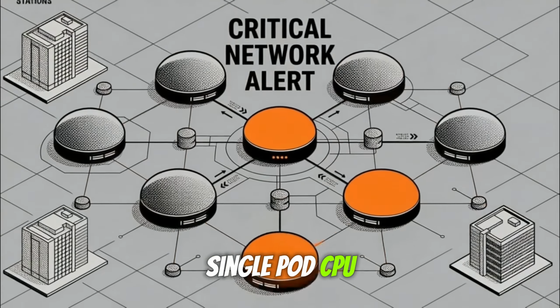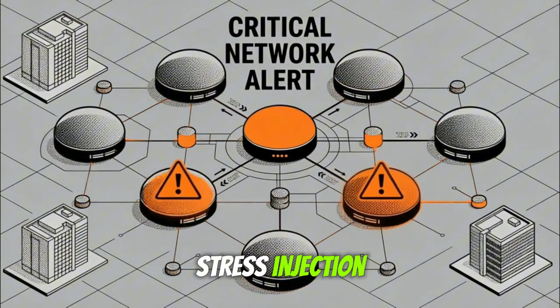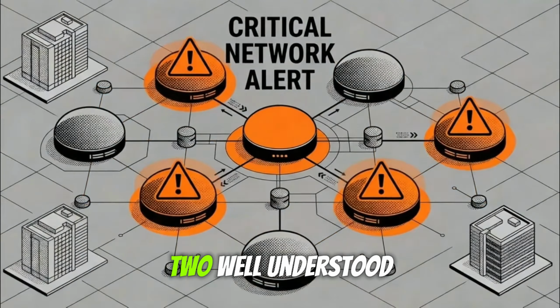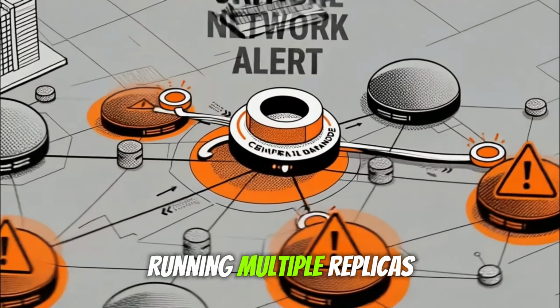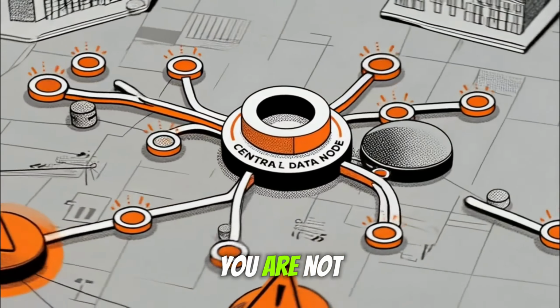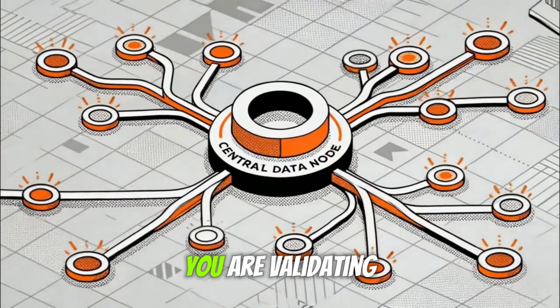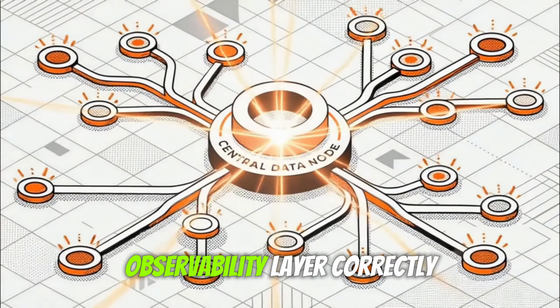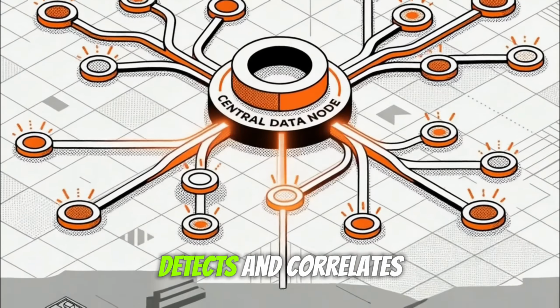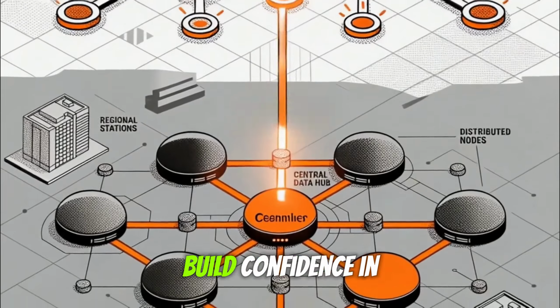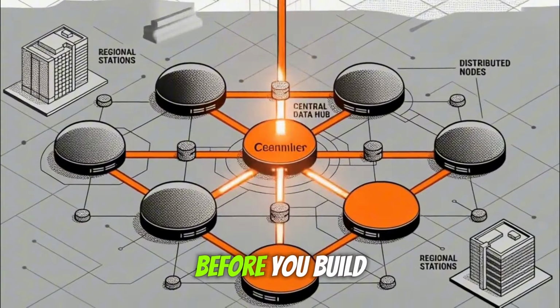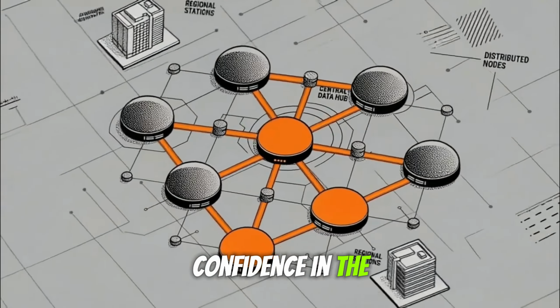Single pod, CPU, stress injection. Network latency between 2 well-understood services. Single pod kill for a service running multiple replicas. At this stage, you are not looking to break things. You are validating that your AI observability layer correctly detects and correlates the anomalies you are intentionally producing. Build confidence in the detection before you build confidence in the remediation.